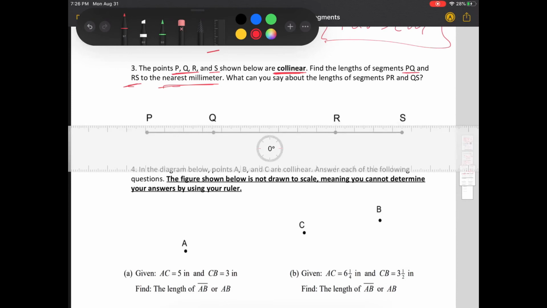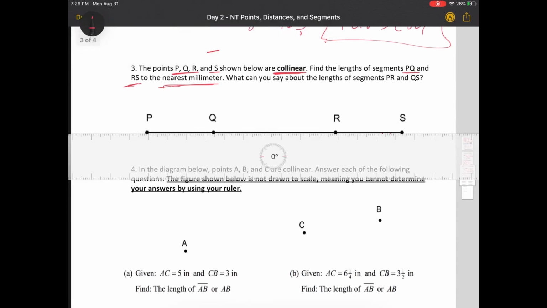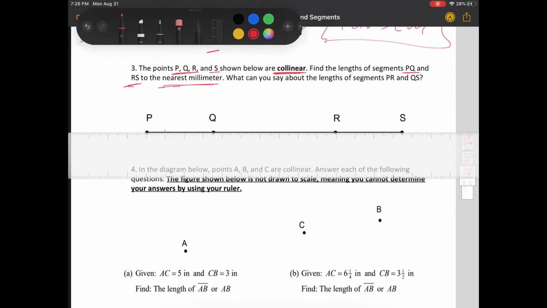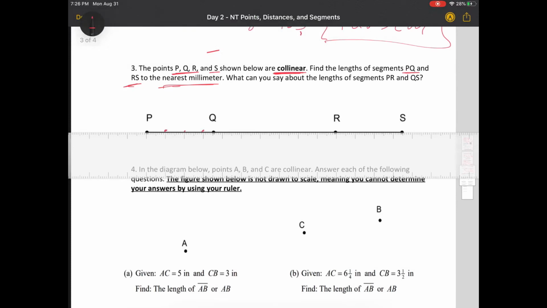If I take out my ruler, we can get our measurements. So we're looking for PQ and RS. So 1, 2, 3, 3.5. About 3.5 centimeters. RS, 1, 2, 3, 3.5. 3.5 centimeters for both of those.